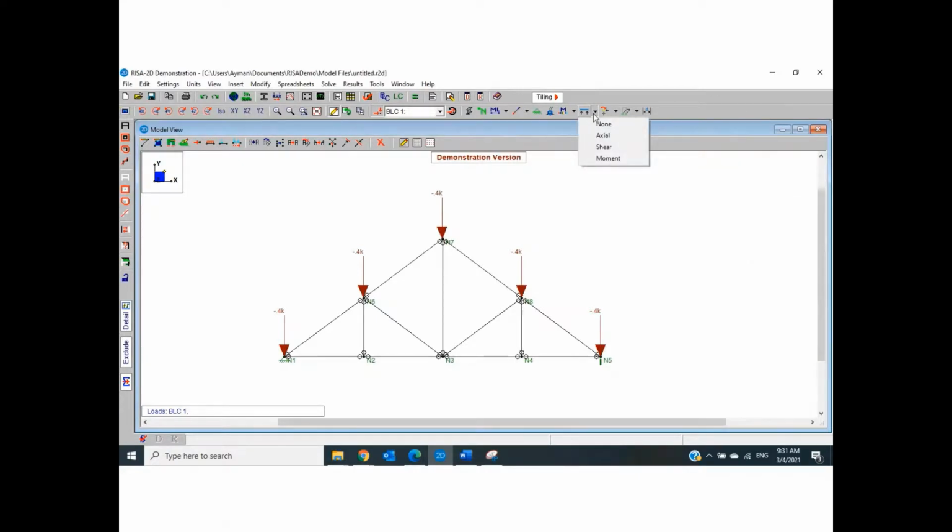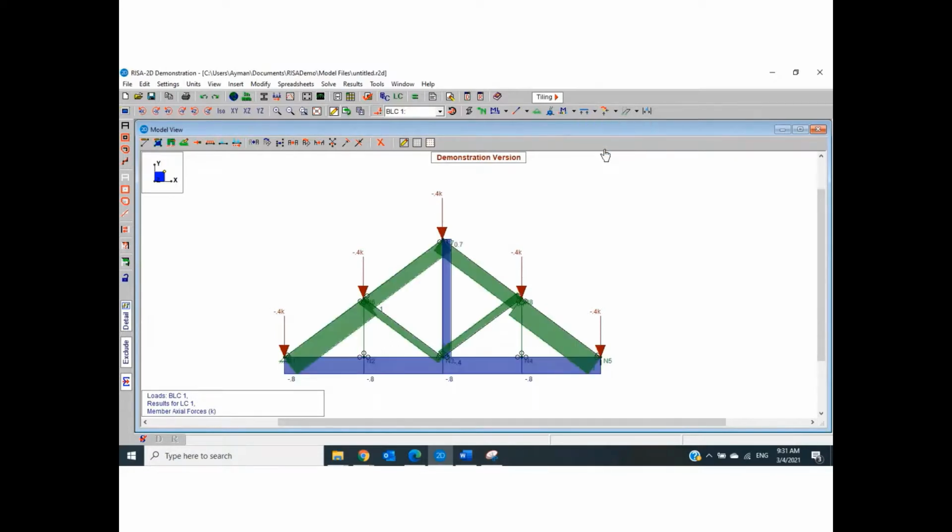Anybody can tell me what are the internal forces in a truss? Are they axial force or shear force or bending moment? For truss, do you remember? We don't have moment. So if you select moment, nothing will happen. If you select shear, nothing will happen because we don't have shear. If you select the axial, here you go. Here is the axial force.